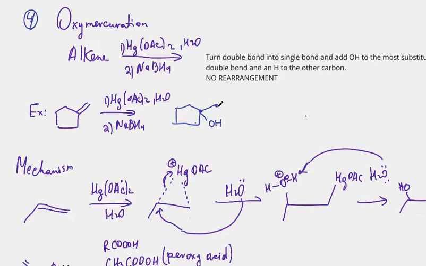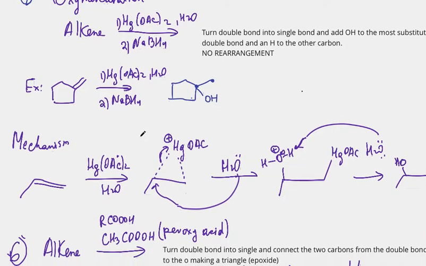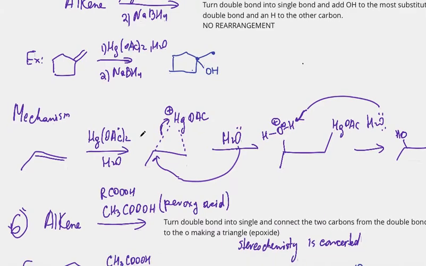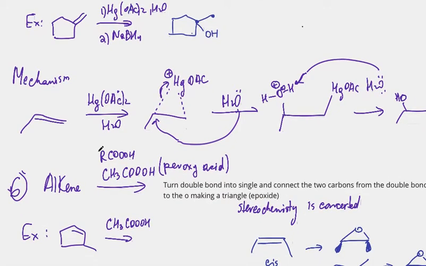Again, it depends on the professor and it depends on the type of problem. But here's my product. OH on the most substituted carbon from the double bond, not on the most substituted carbon in a molecule, just OH on the most substituted carbon from the 2 carbons that had the double bond. Now we will quickly do the mechanism.